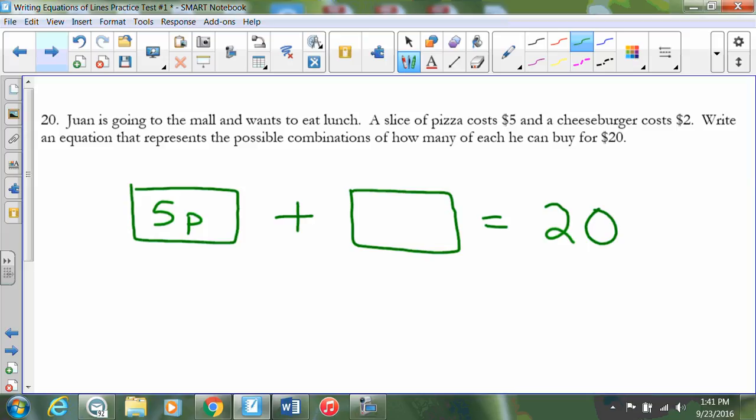It's a little fun. And then cheeseburgers cost $2. So he buys 1, it's $2. 2, it's $4. 3, it's $6. So if we don't really know how many he's going to buy, but we know for every one it's going to cost $2. Guess what? We are done. Ta-da!